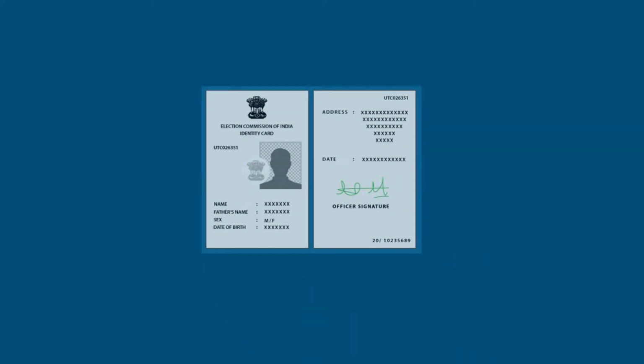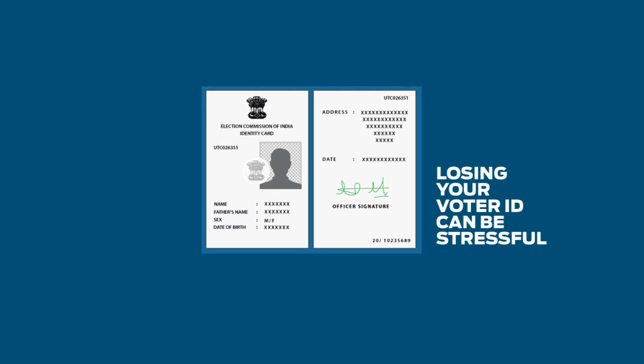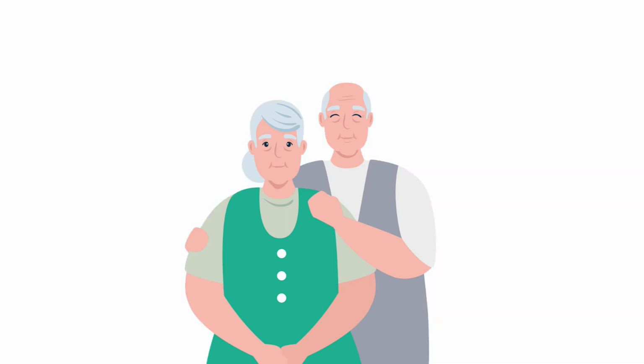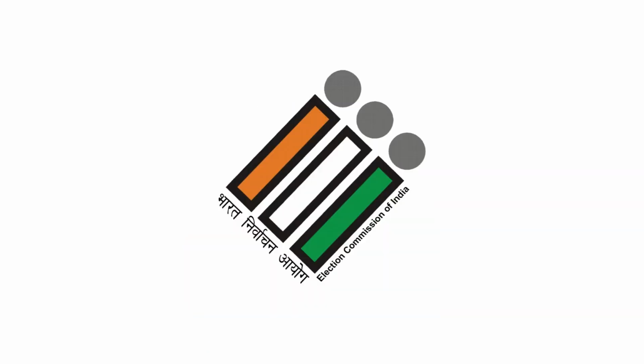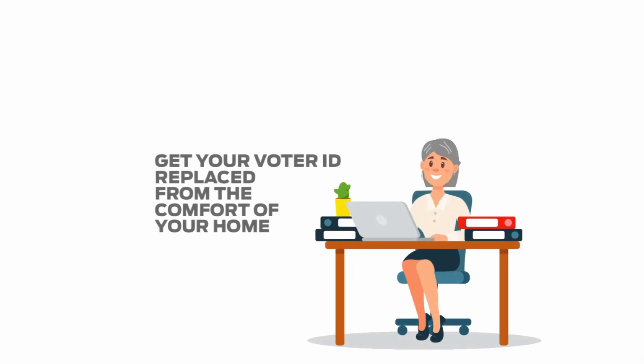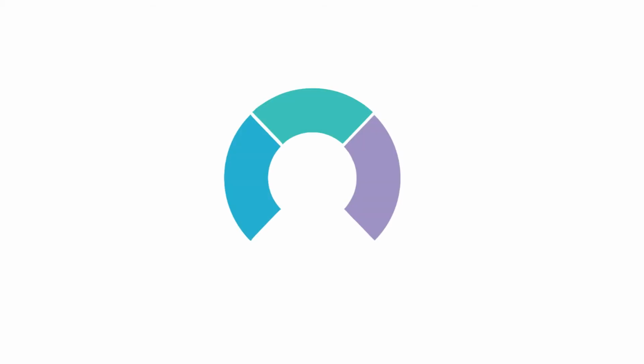The voter ID card also serves as your identity, address and age proof, which is why losing your voter ID can cause you undue stress and complications. But don't worry, the Election Commission of India has now introduced an online application process for duplicate voter IDs. You can now apply for getting your voter ID replaced from the comfort of your home without the hassle of visiting the electoral office multiple times. Today, we will be walking you through the simple process step by step.